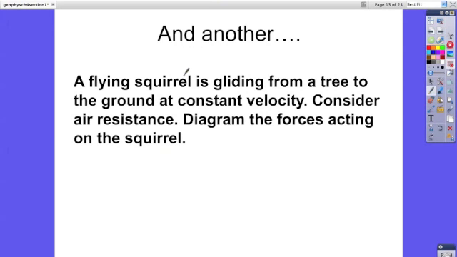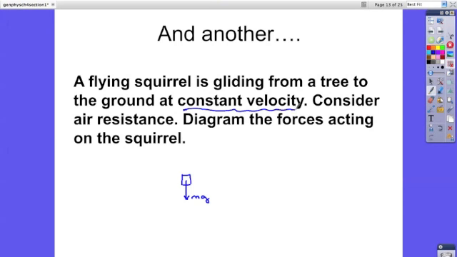A flying squirrel is gliding from a tree to the ground at a constant velocity. Consider air resistance. Diagram the forces acting on the squirrel. Well, here's our squirrel, and there's our gravitational force. Now we have to draw air resistance, so I'm going to have an upward arrow, and I have to think about how long it needs to be. Does it need to be the same length as my weight? Longer, shorter?